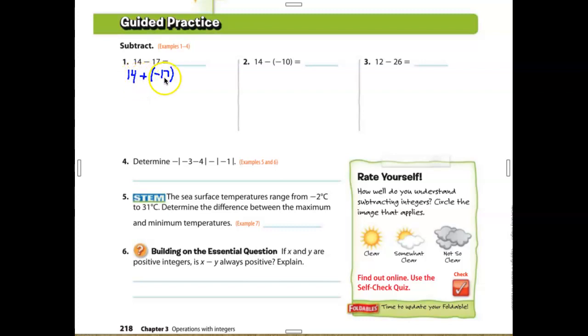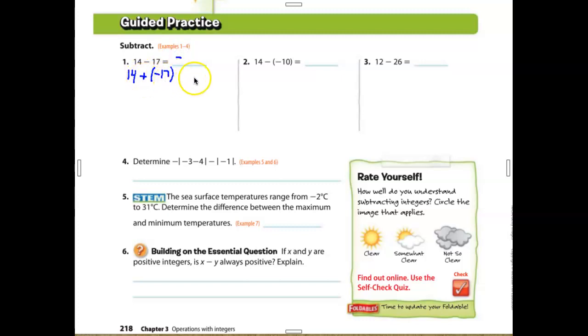Okay, so now all we have to do is use our rules of adding integers. So which one has a greater absolute value? 14 or negative 17? Answer that for me, please. Very good, negative 17. So if the negative has a greater absolute value, that's going to indicate what the sign of the answer is. So is the sign going to be negative or positive? Very good. The answer is going to be a negative.